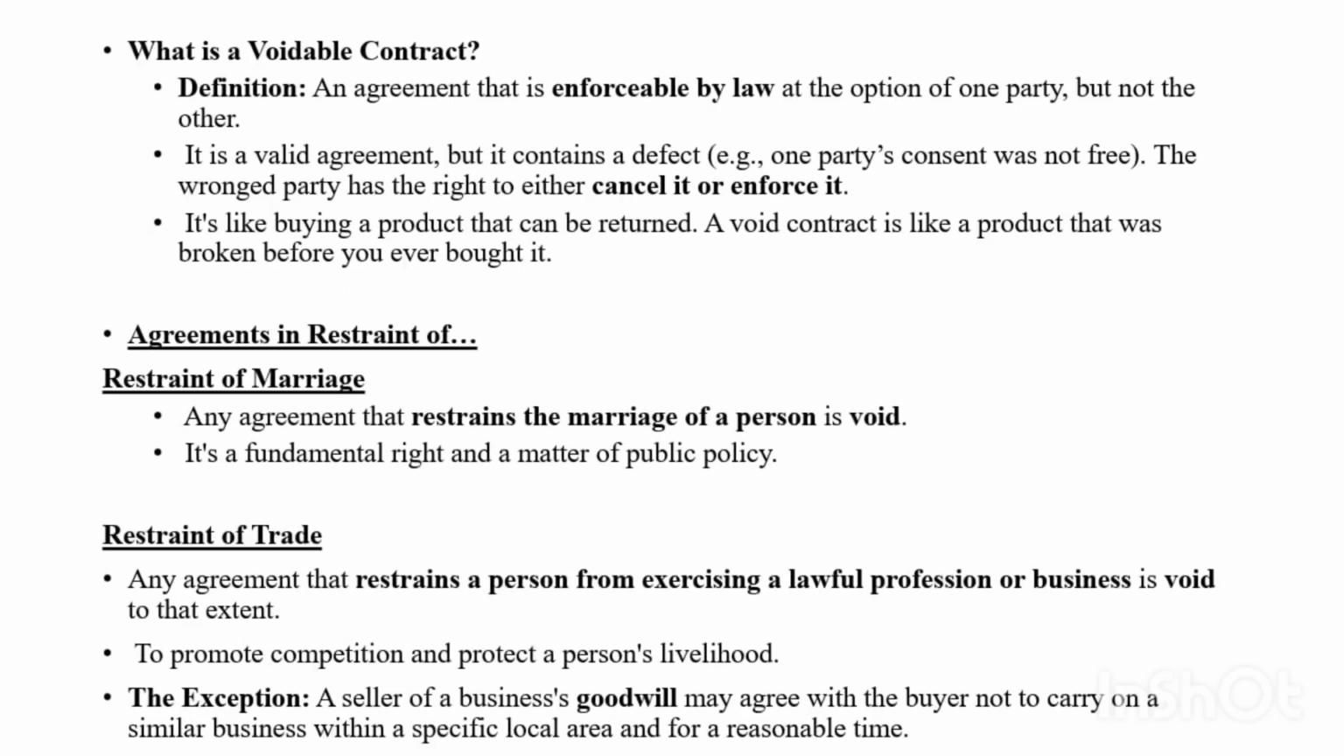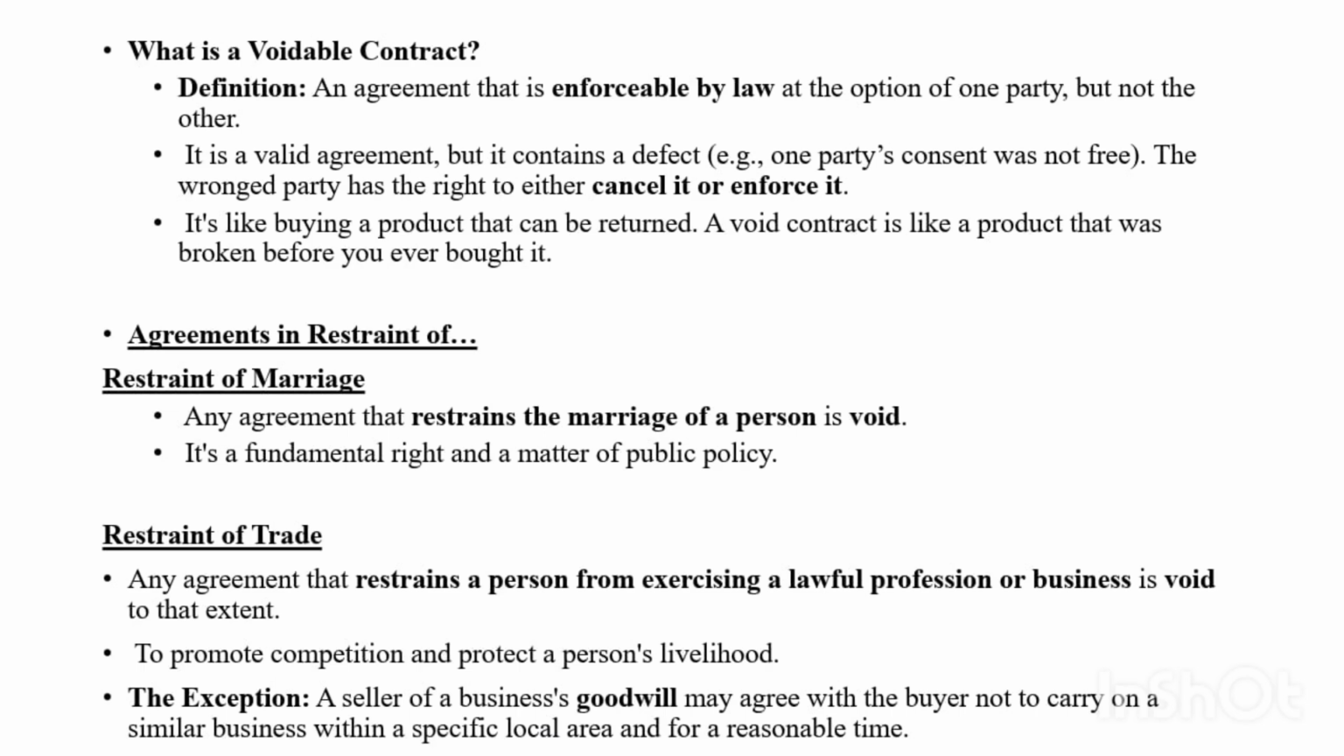Okay, so the next topic is voidable contract. An agreement that is enforceable by law at the option of one party but not the other. It is a valid agreement, but it contains a defect. That is, one party's consent was not free. The wronged party has the right to either cancel it or enforce it. It's like buying a product that can be returned. A void contract is like a product that was broken before you ever bought it.